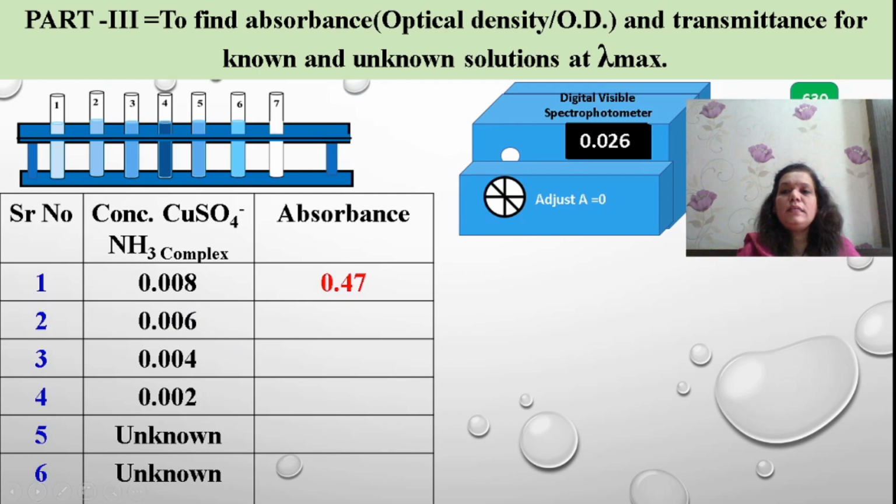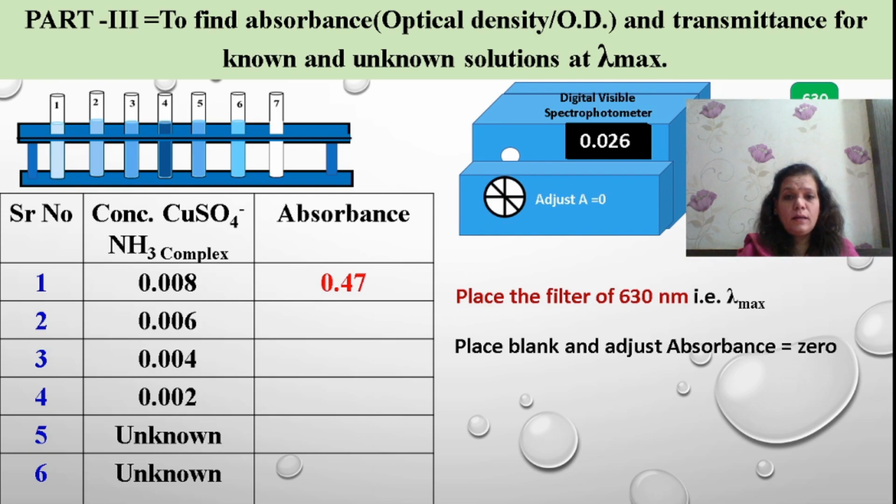So here this 630 nanometer filter will remain constant in your instrument. You don't need to change the filter. In second part you have found out lambda max or maximum absorbing wavelength. So you are going to utilize this wavelength to scan to find out the absorbance of all other solutions. So 630 nanometer filter will remain constant in your experiment. Yes. Now you will put 0.008 molar solution again to find out the absorbance.